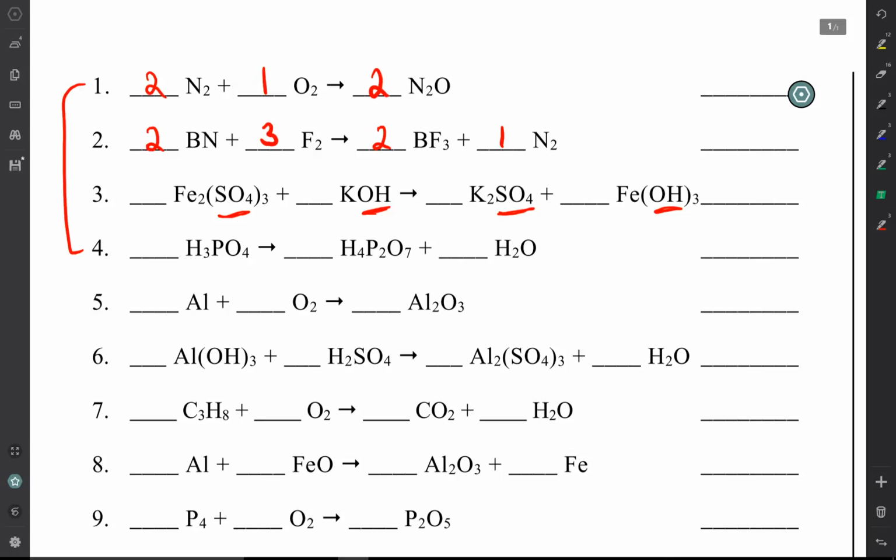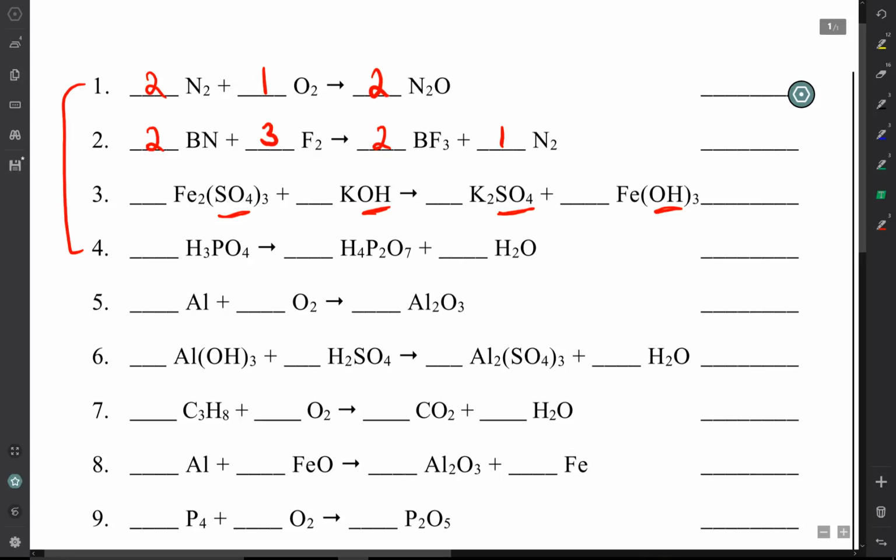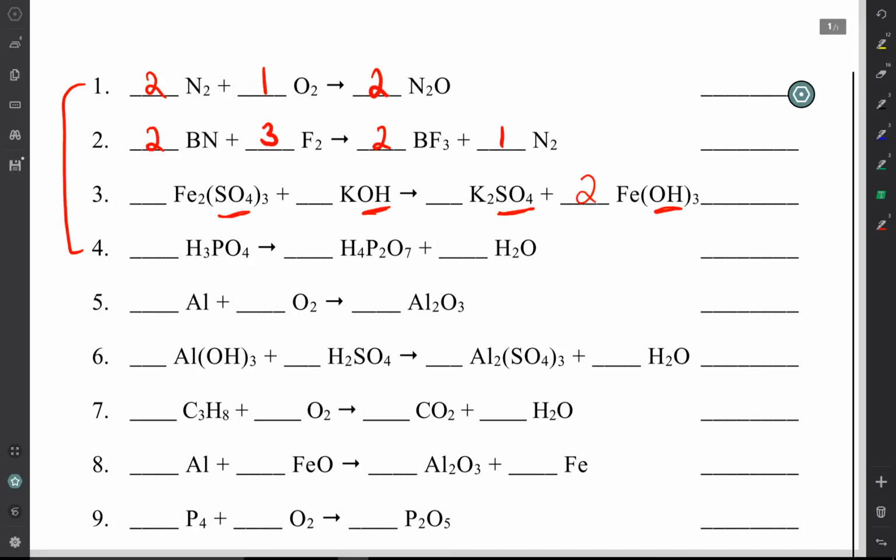Let's take a look at this question. We're very clearly not balanced. I'm not going to go through the way I did with questions 1 and 2. Basically, you need to pick either iron, sulfate, potassium, or hydroxide and start balancing. I'm going to go with iron to start with. I can see that I've got 2 irons on the reactant side. Over on the product side, I only have 1. Let's fix that with a coefficient of 2. Now there are 2 irons on both sides of the equation.